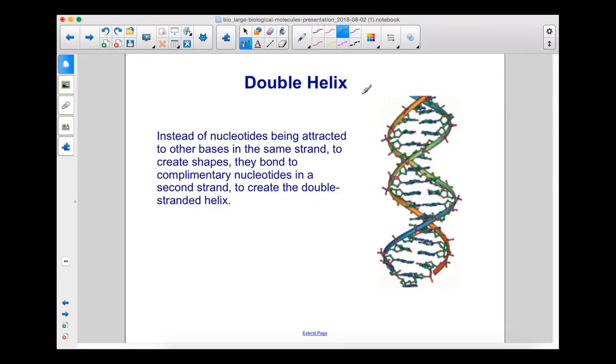Instead of nucleotides being attracted to other bases in the same strand to create shapes, they bond to complementary nucleotides in a second strand to create the double-stranded helix.